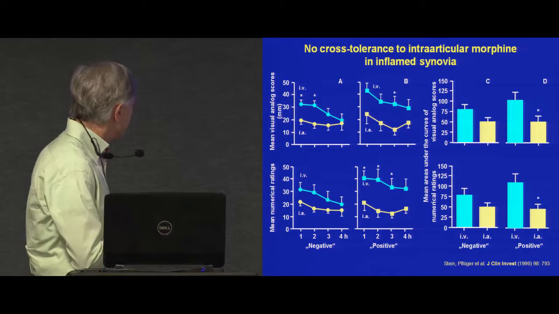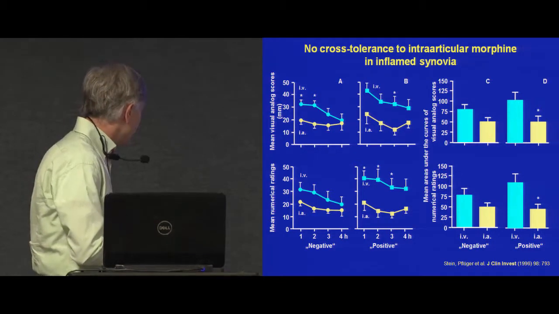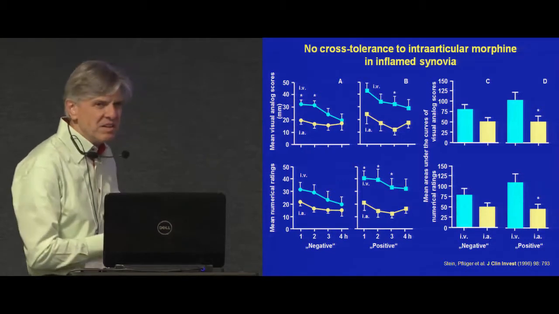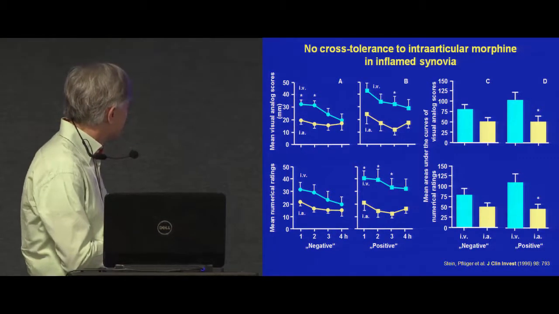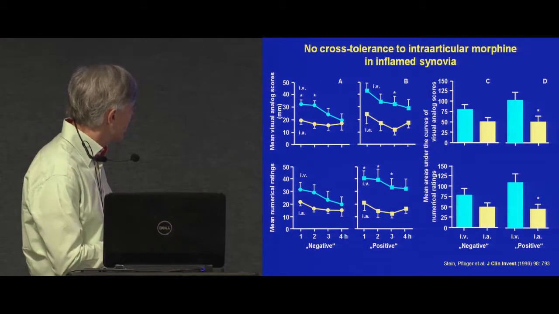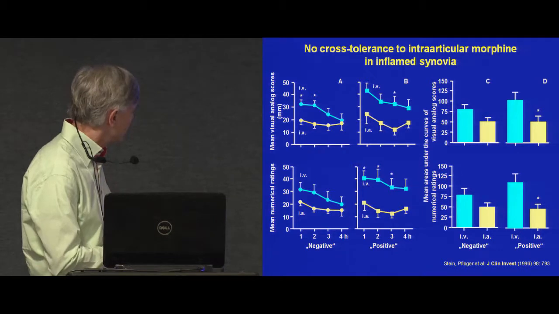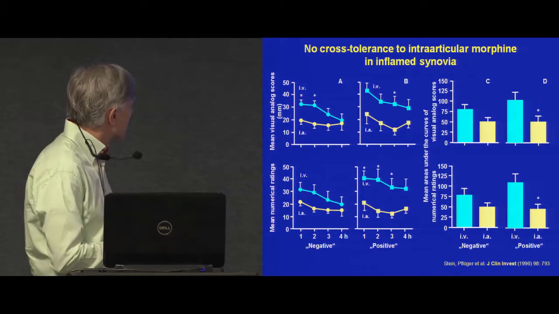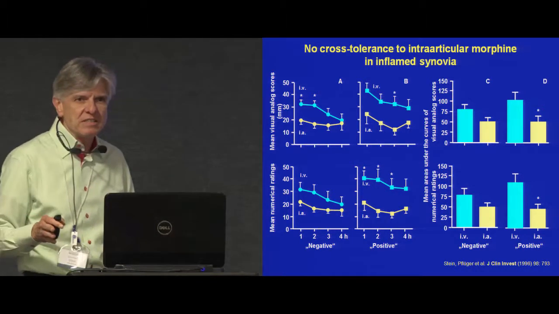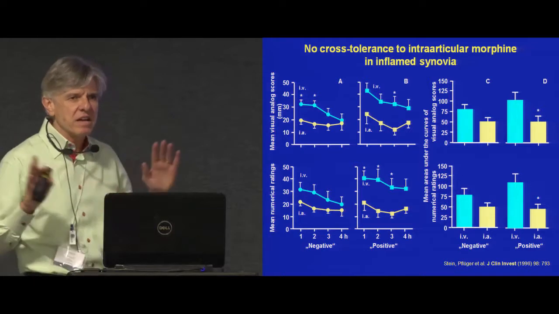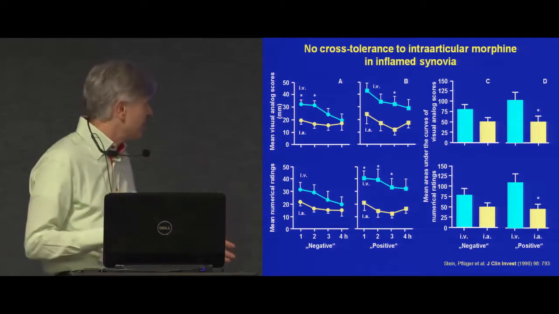And here you see the effect on the pain ratings. Here's the visual analog scale. Here's the numerical rating scale. You can see in both cases the intra-articular morphine compared to the saline group clearly had an analgesic effect over the next 4 hours in all pain scales in both groups. So both the negative and the positive group had analgesic effects by morphine.